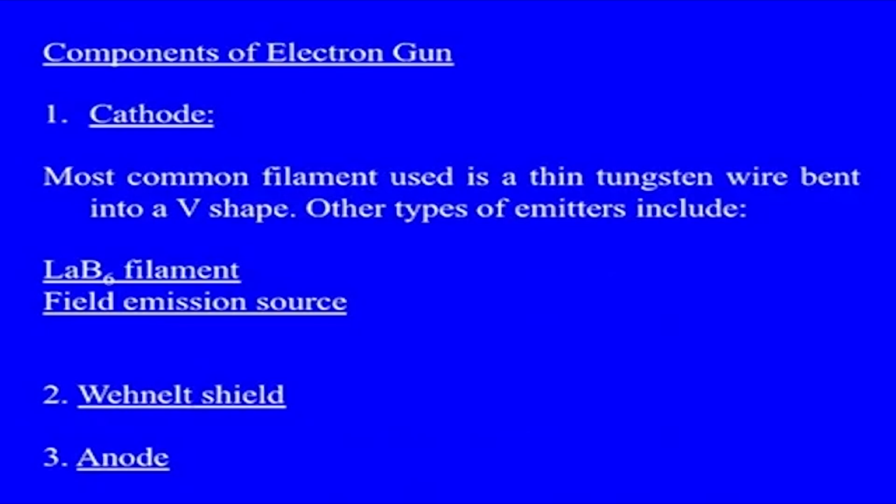So, electrons from the cathode collect in an intense cloud of electrons at this particular aperture. The Wehnelt shield is connected to high voltage and to filament heating voltage by resistors. Then there is the anode, which directs the beam of electrons.